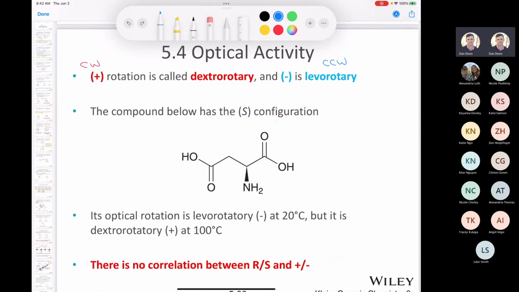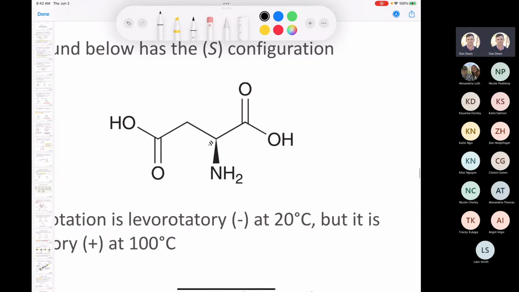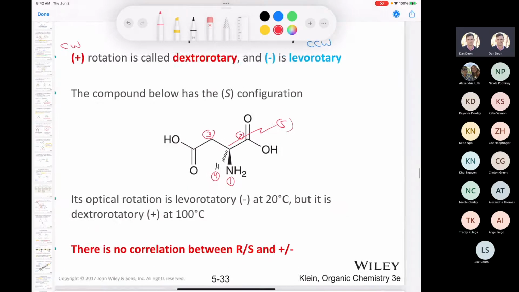It says here that this compound has the S configuration. Let's double check. If we look at this chiral center, we see the hydrogen is going in the back like this, so it has the lowest priority. Nitrogen is 1, hydrogen is 4. This is number 2, this is number 3. So we go from 1 to 2 to 3. That's going counterclockwise. So yeah, they're right. This is S.